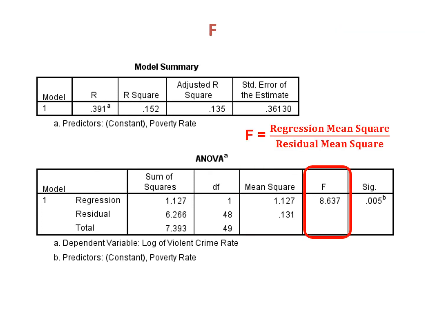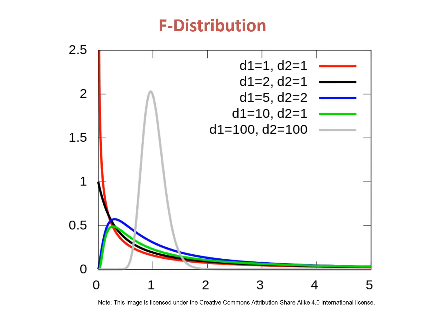F is the ratio of the regression mean square divided by the residual mean square. In this case, 1.127 divided by 0.131 is 8.637. The F distribution changes shape as the chi-square distribution does. The degrees of freedom are used in determining what the shape is. Since we need F and both degrees of freedom in the case of our example, we would say that F has a value of 8.637 with 1 and 48 degrees of freedom. We want 95% of the points to be to the left of this F value on the curve to establish significance at the 0.05 level.